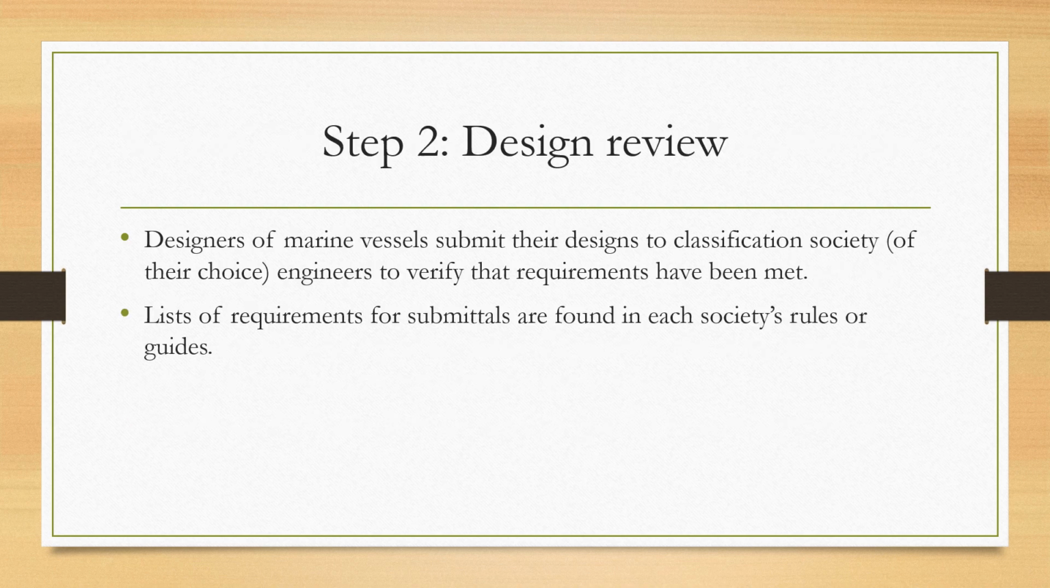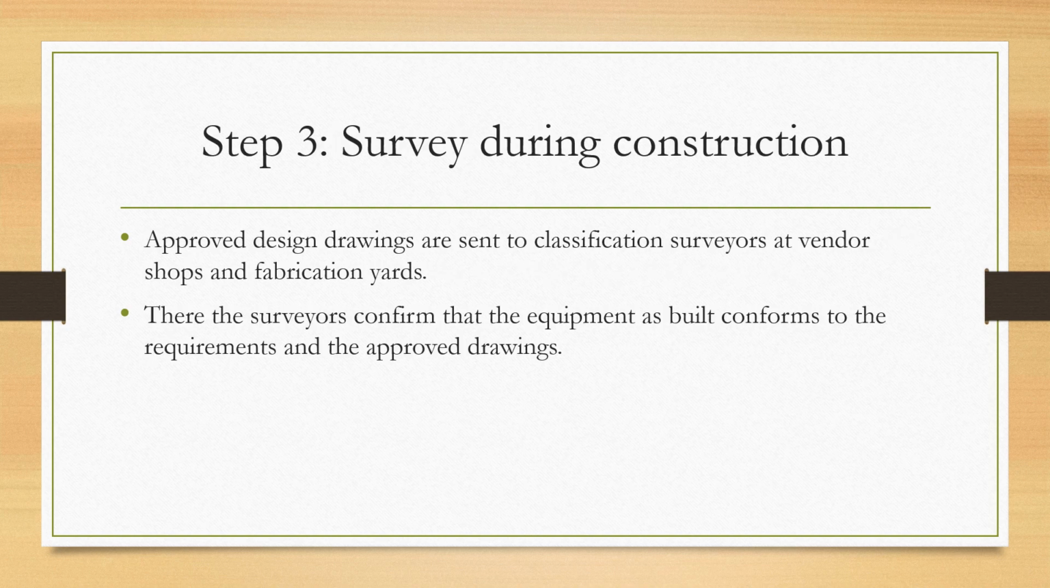Step 2 is a design review. In design review, designers of marine vessels submit their designs to the classification society of their choice. And classification society engineers verify that requirements have been met. The list of requirements for submittals is found in each society's set of rules or guidelines. Step 3 includes survey during construction, where approved design drawings are sent to classification surveyors at vendor shops and fabrication yards. There, the surveyors confirm that the equipment as built conforms to the requirements and the approved drawings.